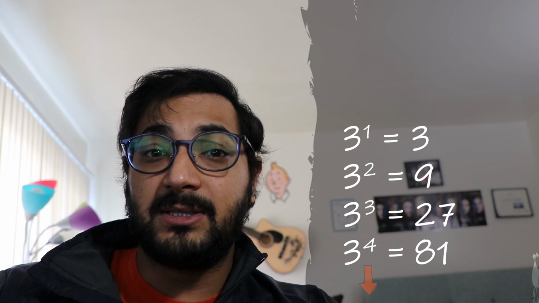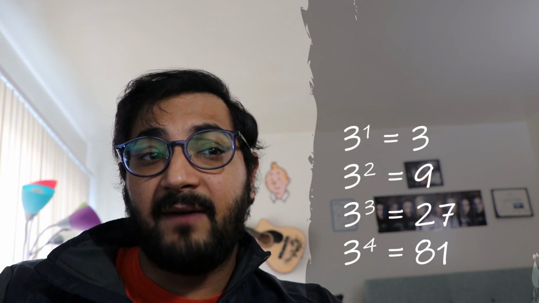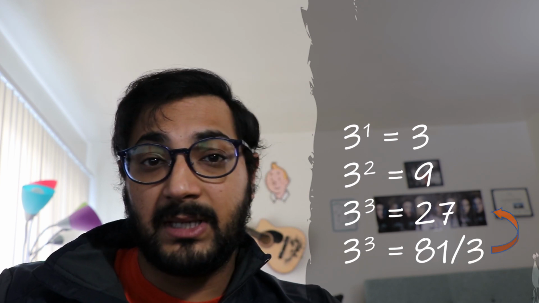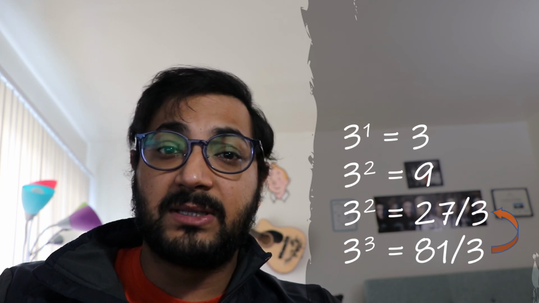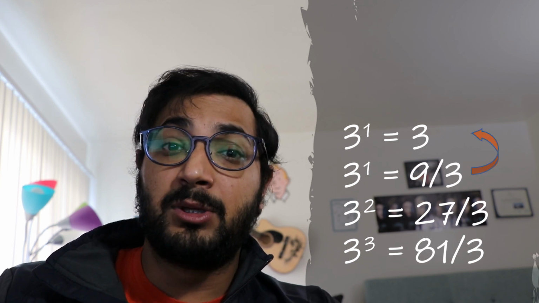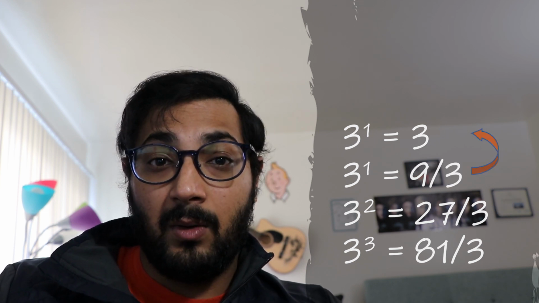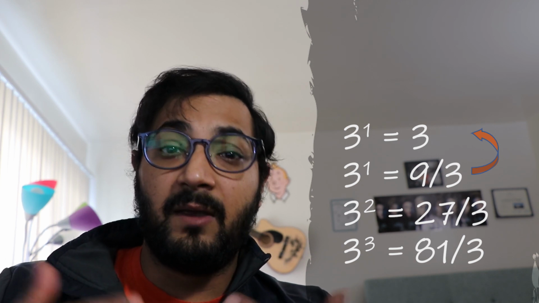The interesting thing happens when we go the opposite way, when we go bottom to top. So we can divide 3 to the power 4 by 3 to get the value of 3 to the power 3, which is equal to 27. We divide 27 by 3 to get 9, which is the value of 3 to the power 2. We divide that by 3 to get the value of 3 to the power 1, and now we have no reason to think that this pattern would change if we keep on going further.